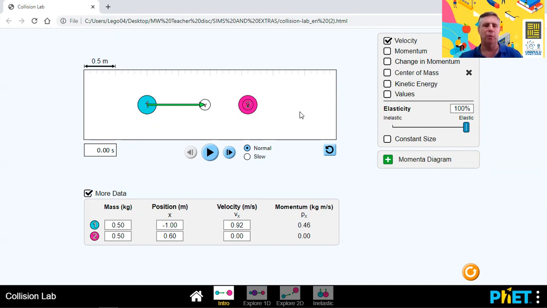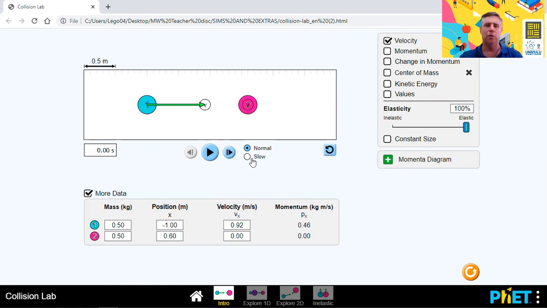In the first example, the one on the left, A is moving with some velocity, whereas B is stationary. If I allow the simulation to run, you can see the first ball comes to rest and the second ball moves off with the same velocity. We're assuming that the collision is 100% elastic, more about that later, and that no energy is lost at all.